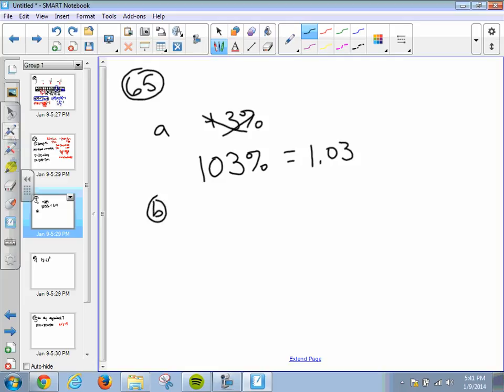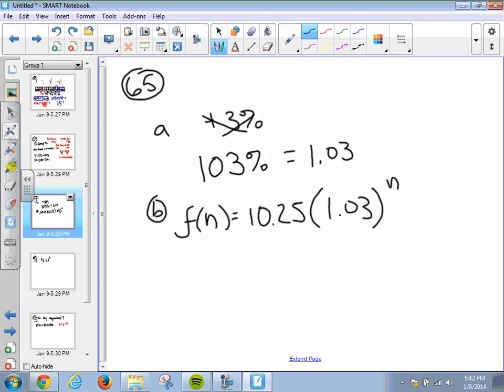All right. In B, it asks us to write a function that represents the cost of the movie ticket n years from now. So we're creating a function, so f of n. So what will f of n be after so many years? So we want to take our original price, that's our starting value, which we know is 10.25. Then we have our multiplier, so we're going to multiply it. And we're doing repeated multiplication, which just means we're raising it to a power.